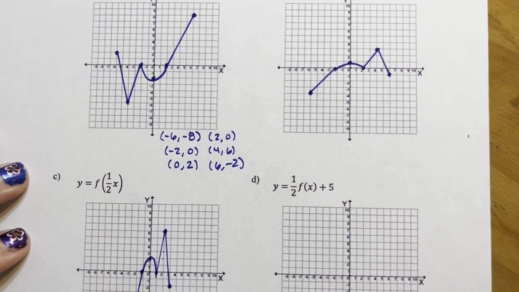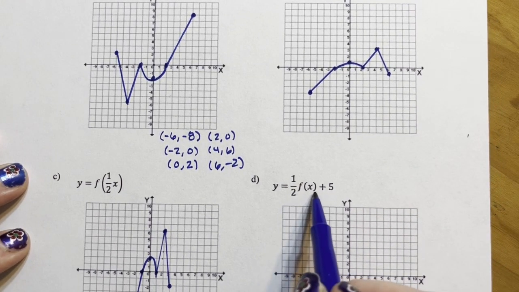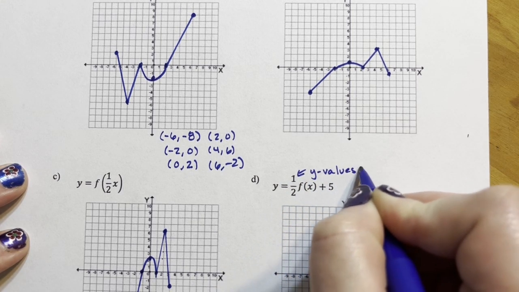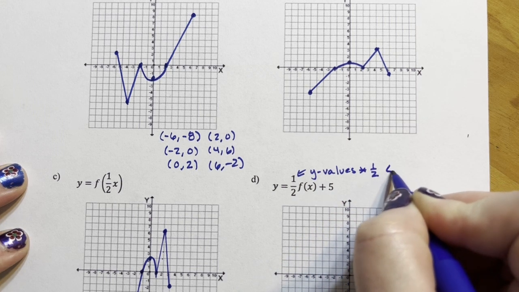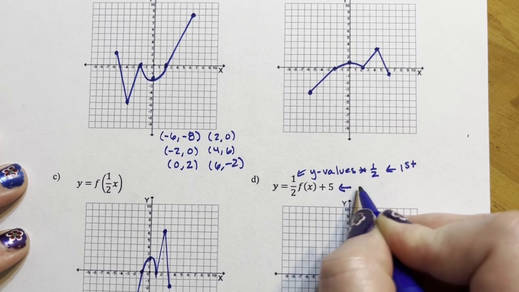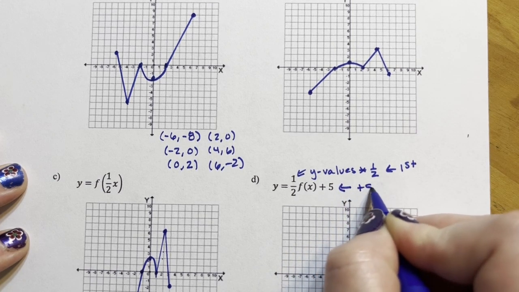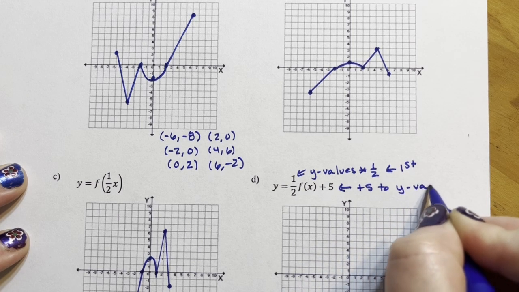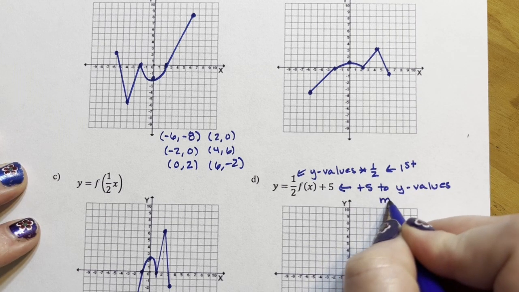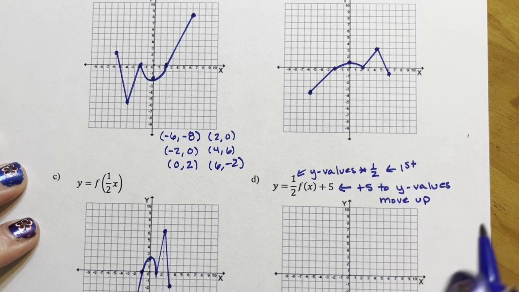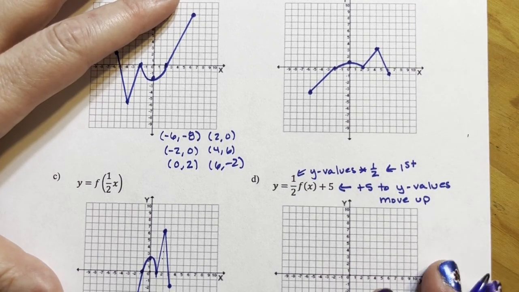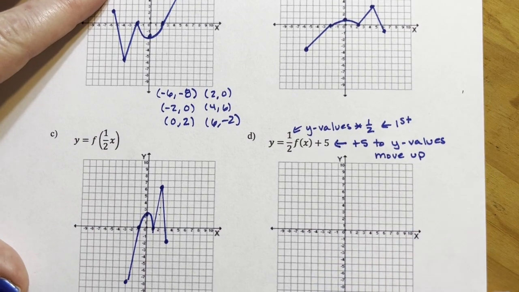In our last graph, this one, it says 1/2 f of x. So this is again the y values cut in half. And this is our first step. And then after that, we add 5 to the y values, plus 5 to y values. And this is moving up. So because I need to scooch, how far up do I need to go? Is that going to be good enough? That might be good enough.